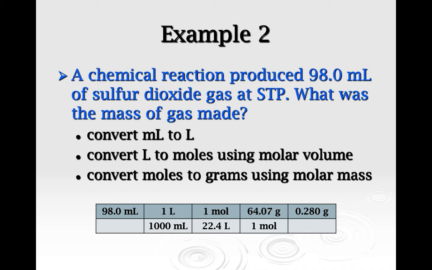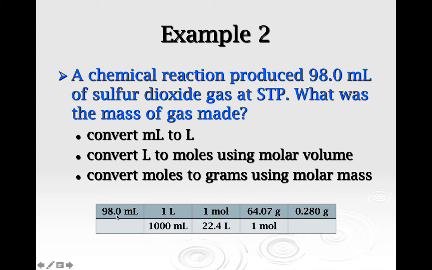So I have to convert milliliters to liters first, because with 22.4 liters, I have to use liters. Then once I find that, I have to convert liters to moles using that 22.4, and then once I find that, I have to use my periodic table to convert moles to grams.